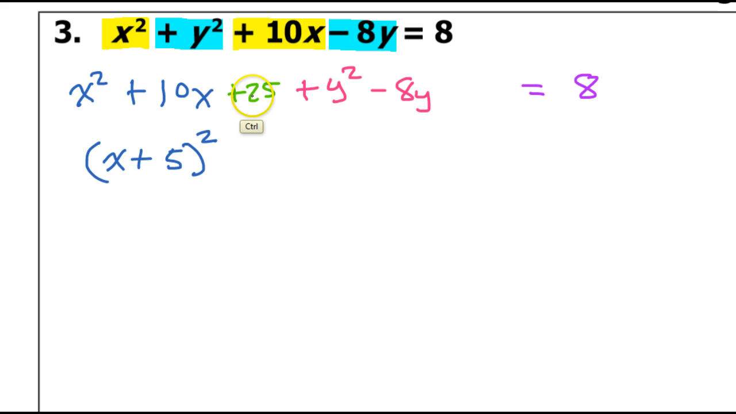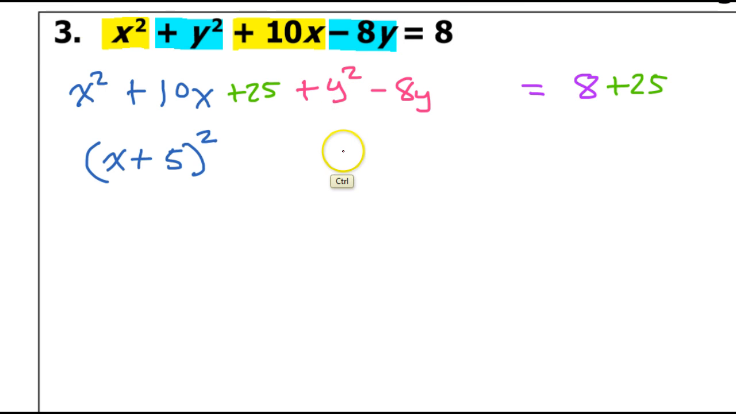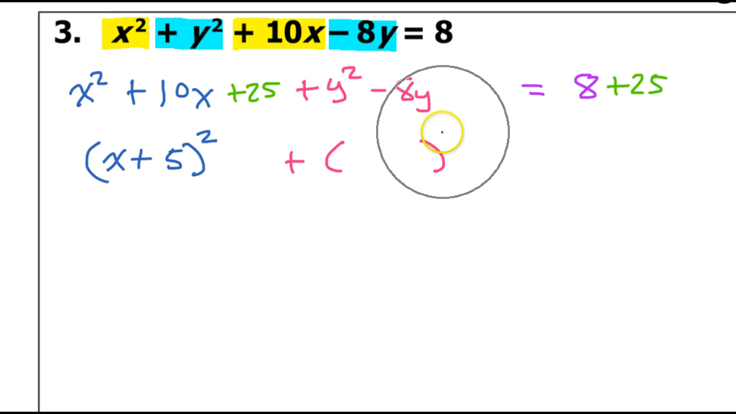Now, if I add 25 on the left side of the equation, to keep the balance, I must add 25 to the right side of the equation. The most common mistake is forgetting to put the 25 on the right as well. Now, we need to do the same thing with the y terms. So again, I'm completing the square here. So I'm going to wind up writing this trinomial as a binomial squared.